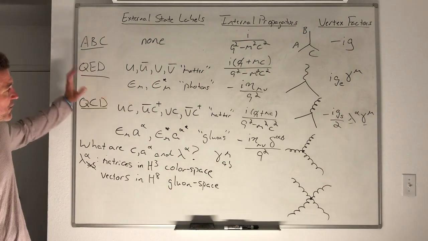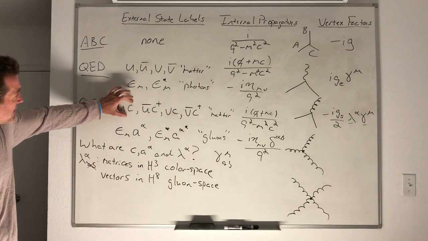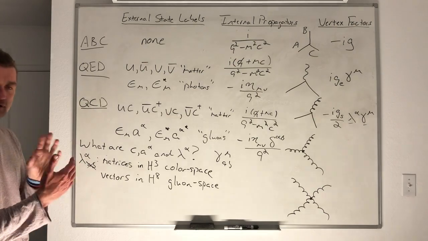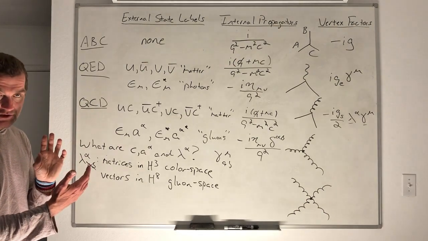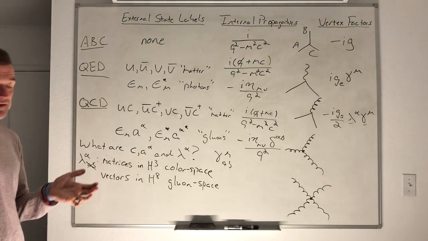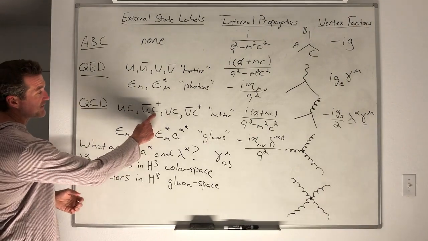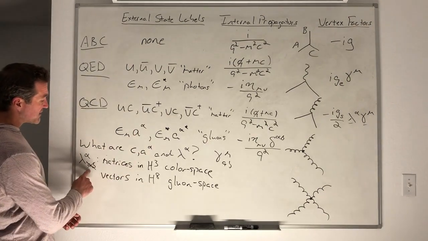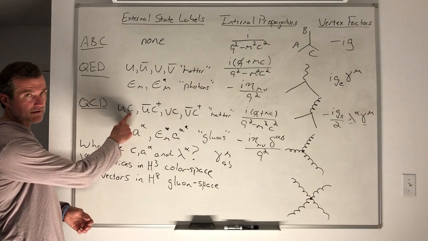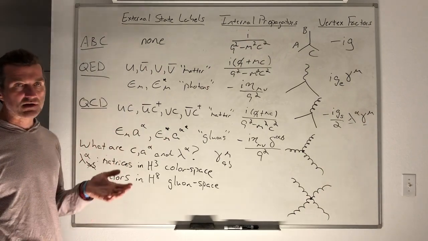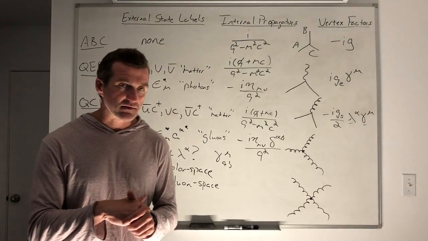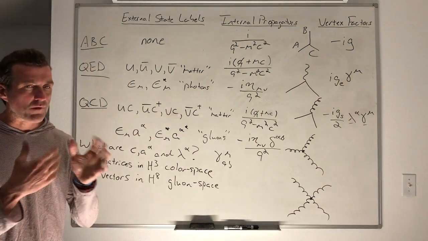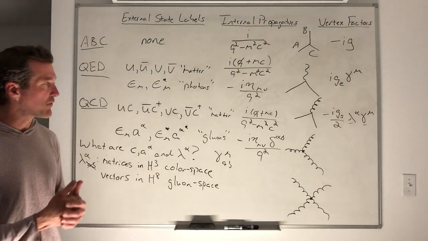And of course that means when we write down expressions, these and these have to be put in a sandwich, a color sandwich, in order to make a scalar, because here we've got a transpose of a color vector. We've got a matrix in color space, and then we've got a color vector, and the combination of those is going to give us an invariant in color space. All right. So that's very similar to what we did with spinors. It's just going to play out with colors.